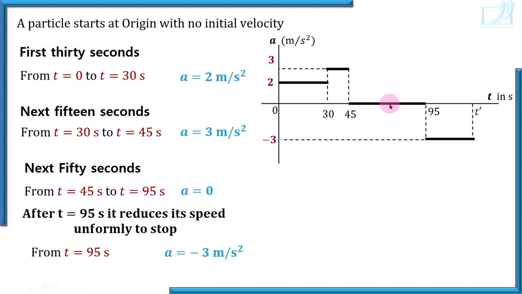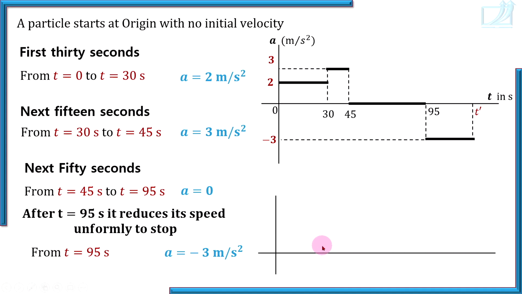Remember, we have drawn here the AT diagram, uniform acceleration. Uniform acceleration means the AT diagram is a horizontal line. So it's a combination of horizontal lines only, the acceleration time diagram. Now how to draw the VT diagram? Acceleration is the slope of the VT diagram. Acceleration constant means the slope of the VT diagram is constant. So that means in uniform acceleration motion, the VT diagram is again a combination of straight lines only.